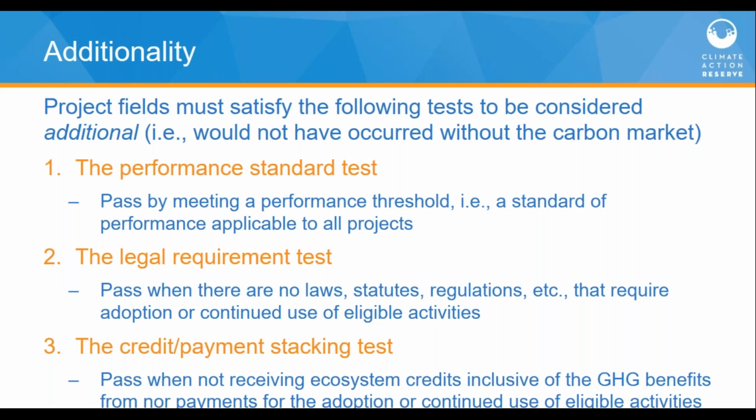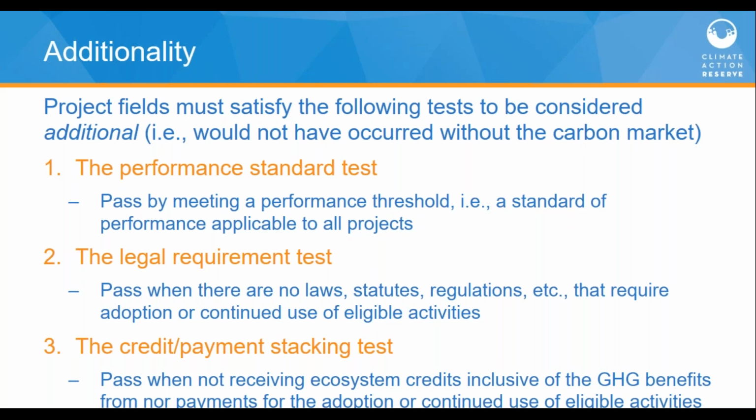And we also have the legal requirement test, which is simply passed when there are no laws, statutes, or similar regulations that would require the adoption or continued use of the eligible project activities. Then we also have a credit or payment stacking test, which is passed so long as the growers or fields aren't receiving ecosystem credit that also includes the greenhouse gas benefits, or receiving direct payments for the adoption or continued use of the eligible activities.